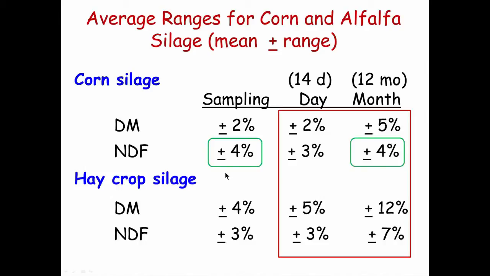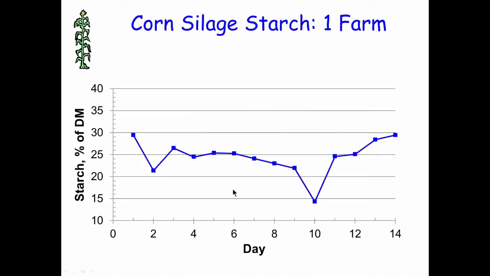And then look at sampling. In other words, over a 12-month period with corn silage, changes in NDF are just as likely to be caused by sampling as they are to be real. And too many people assume any change in corn silage is real. They go reformulate, and they end up with a poor, unbalanced diet because the silage really did not change.